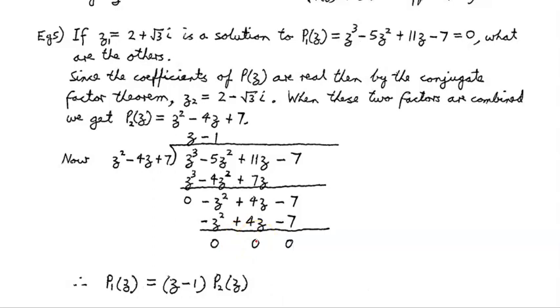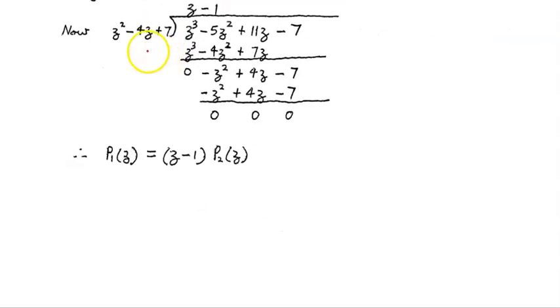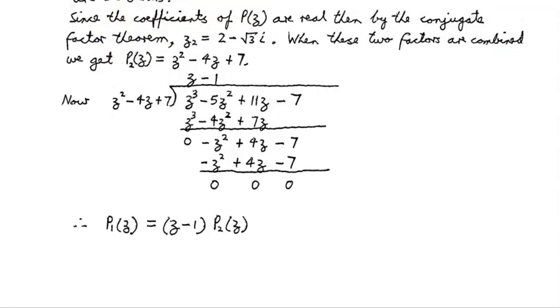And so what we've got then is this cubic here, P1, is equal to our new factor we discovered from the polynomial division, z minus 1, times this other polynomial we generated through the conjugate factor theorem, z squared minus 4z plus 7. So there's our three factors: z minus 1, z minus (2 minus √3 i), and z minus (2 plus √3 i). Okay, let's keep going a little bit further. And that's that one done for now.